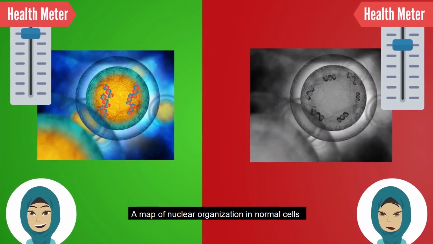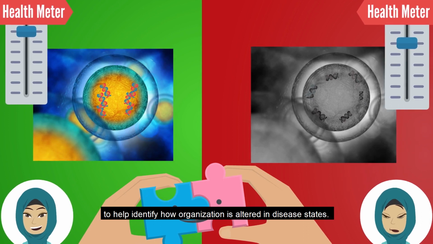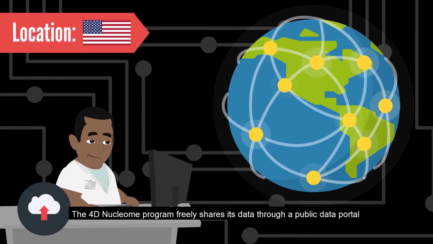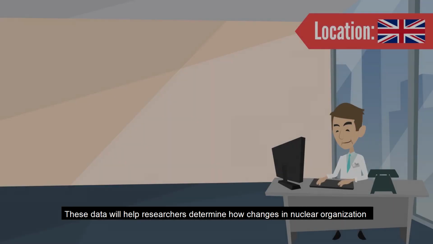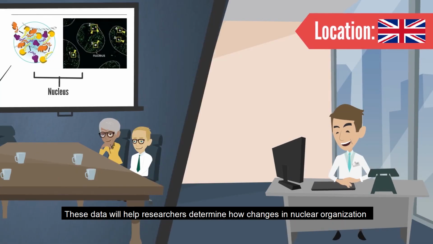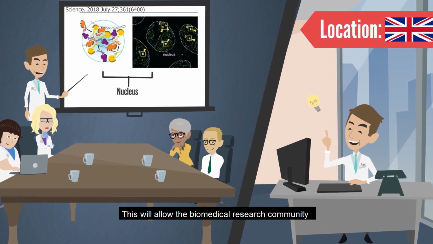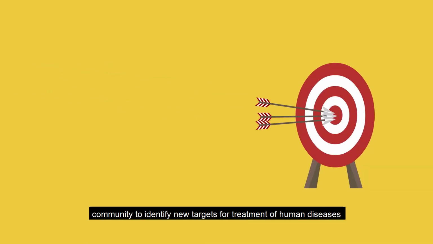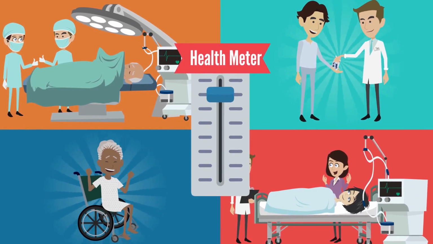A map of nuclear organization in normal cells could serve as a reference to help identify how organization is altered in disease states. The 4D Nucleome program freely shares its data through a public data portal to help advance biomedical research in the field. These data will help researchers determine how changes in nuclear organization interrupt cell development and function to cause disease. This will allow the biomedical research community to identify new targets for treatment of human diseases that are caused by abnormal nuclear organization.